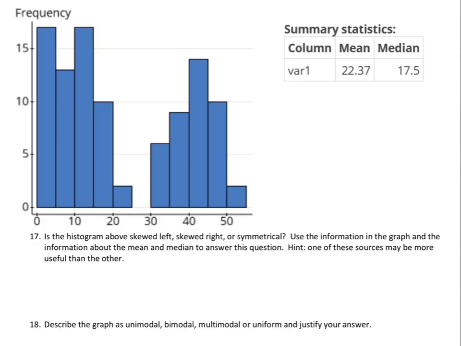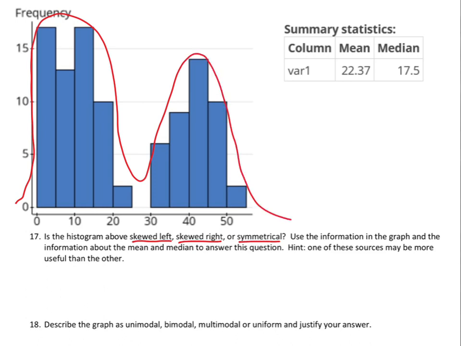Okay, so for 17 and 18, we're using this histogram. And not only are we given this graph, but notice we're also given the mean and the median. We're going to need both of these pieces of information in order to answer number 17. Number 17 asks us, is the graph skewed left, skewed right, or symmetrical? And again, I don't know how you guys feel looking at this graph. It's a little bit hard to tell just from looking at this graph. Honestly, it looks a little bit close to symmetrical to me.